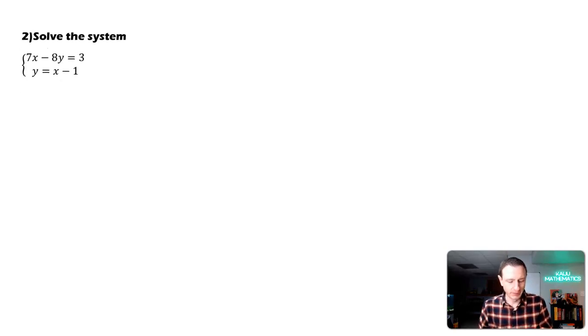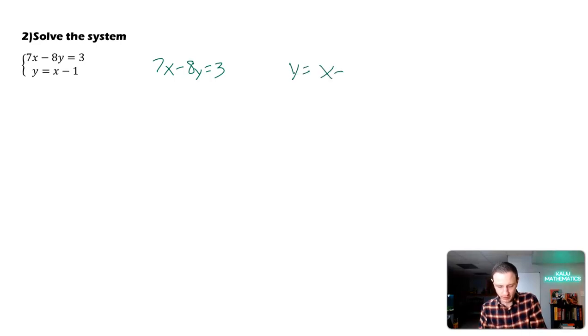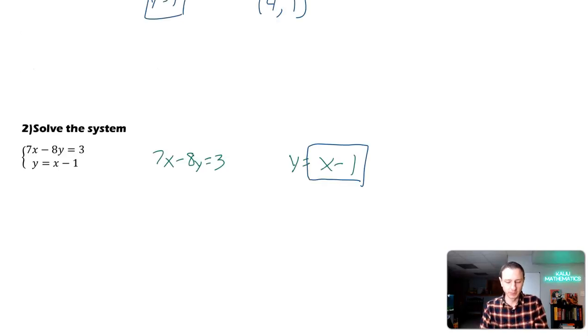On this next system, we have 7x minus 8y equals 3 and y equals x minus 1. In the first equation, 7x minus 8y equal to 3, I don't have a variable by itself. I just have 7x minus 8y. I don't have a y equals or x equals statement. So I look to the next equation. Here I have y equals x minus 1. So this is my substitution. And this is why I like to, let me go back to this problem while I describe this.